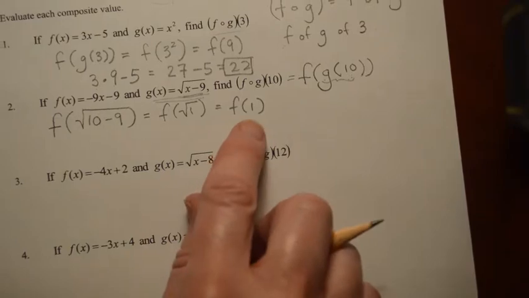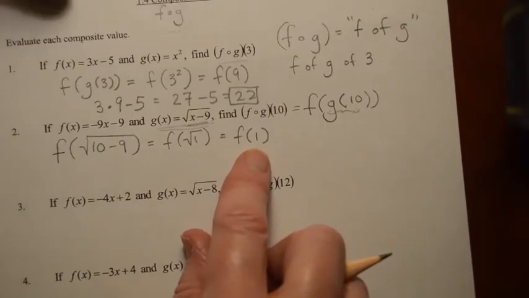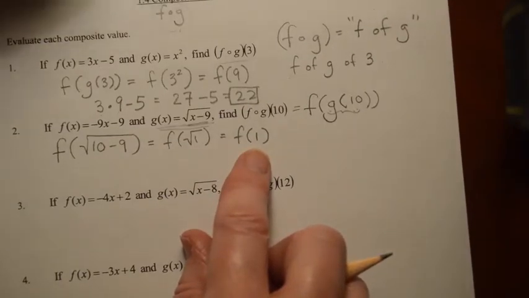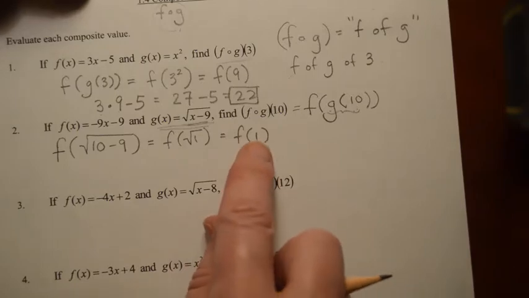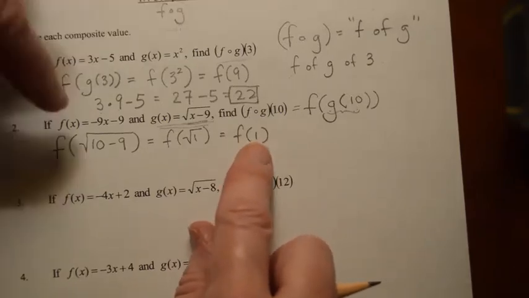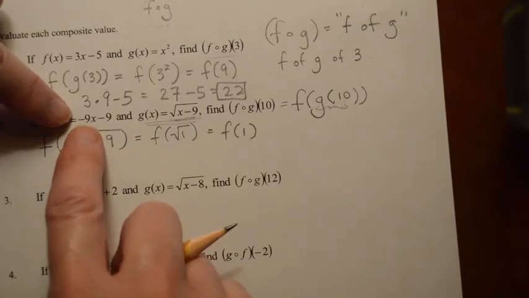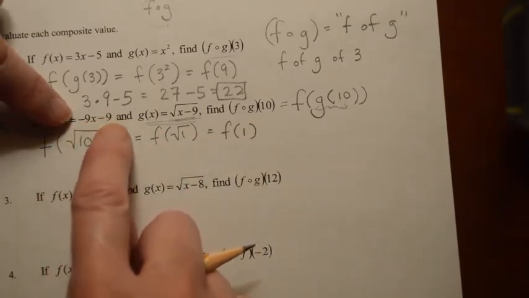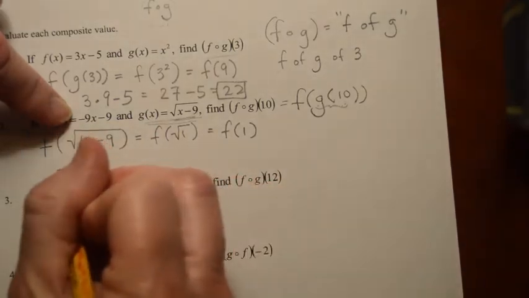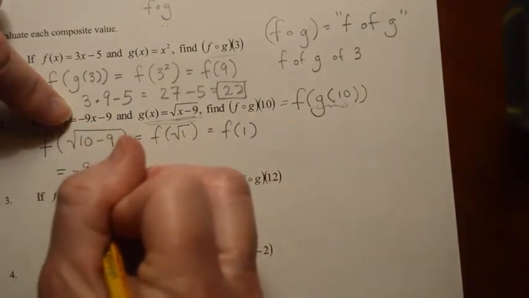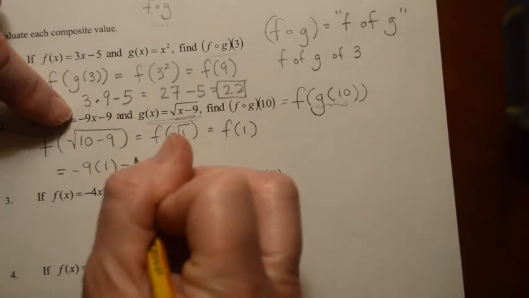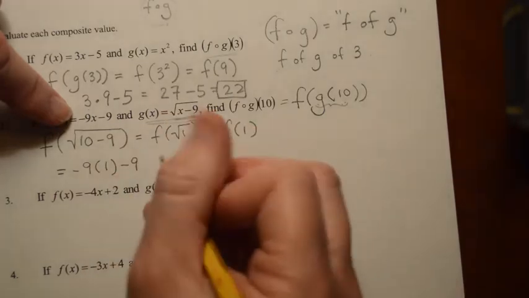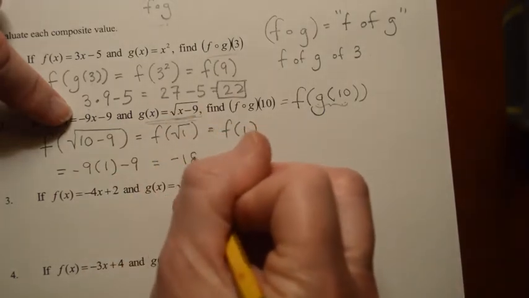All right, now that we have found that it's gone through g, and we're at this point right here, it's asking us to plug this into f. So f tells us to take whatever x value we have, multiply it by negative 9, and then subtract 9 from it. So we're going to get negative 9 times 1 minus 9, and that would just give us negative 18.